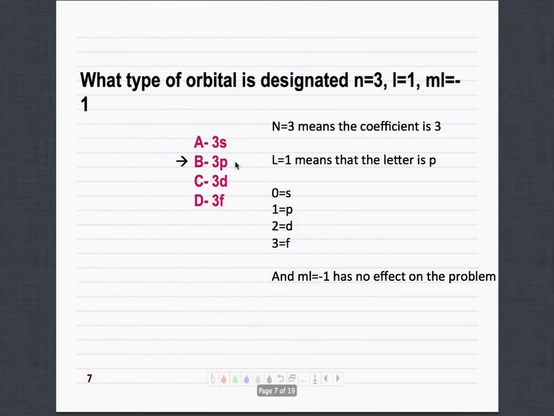So I have 71% for B. B is the right answer. n equals 3, that's the number before the subshell, so that's a 3. L equals 1, that's a P. ML equals -1 represents an orientation, whether it is Px, Py, or Pz, and usually we don't represent it when we write that. It means it is one of these orbitals. So ML equals -1 doesn't have a big effect on how I write the representation of the subshell. So 3p is the right answer.